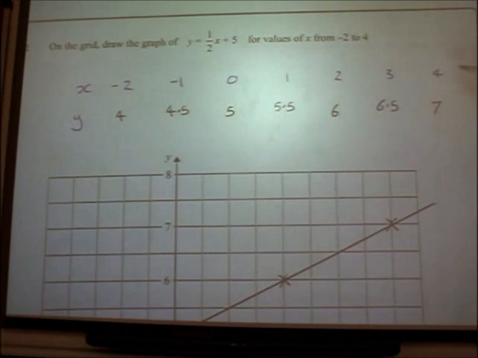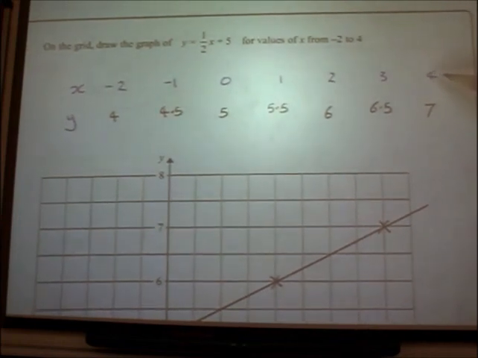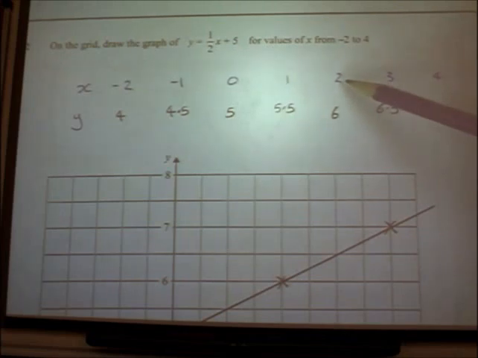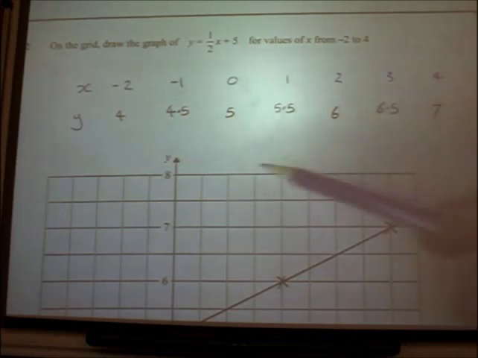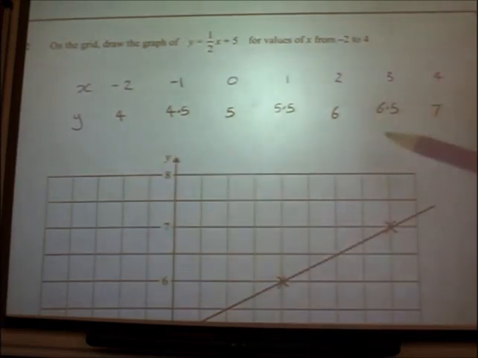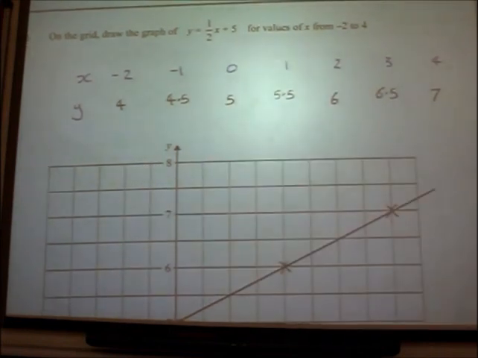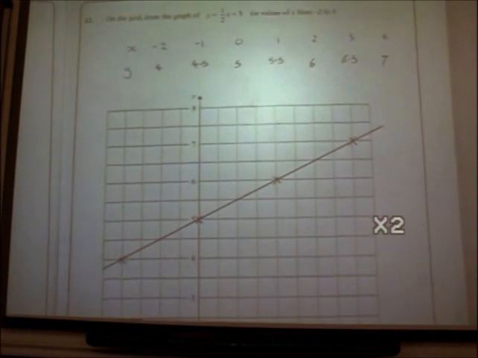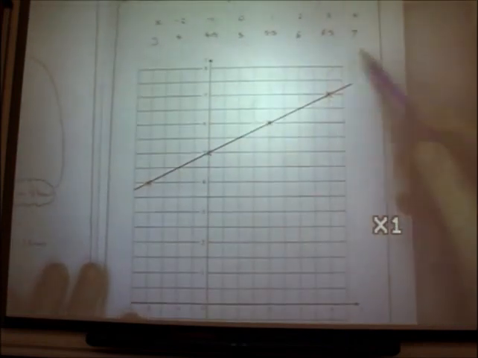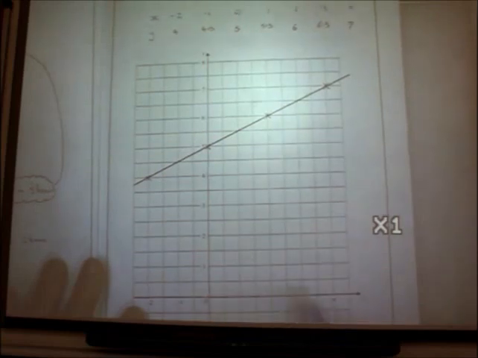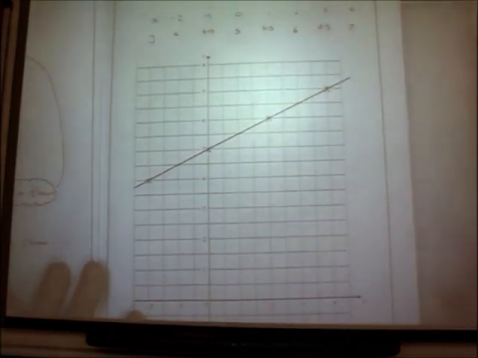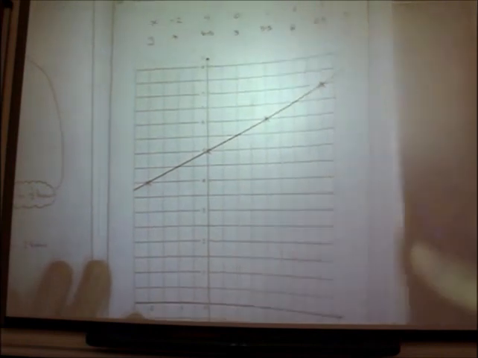So y equals a half of 4 add 5. So a half of 4 is 2, add 5 is 7. Half of 2 is 1, add 5 is 6. I've got my whole numbers, then I've worked out my decimal numbers, which is fairly straightforward. You plot these coordinates on the graph. So for example, I again always start from this side because it's positive. The coordinate 4, 7, you go along 4 and up 7, you plot it there, and it will make a straight line. 3 marks for that one.